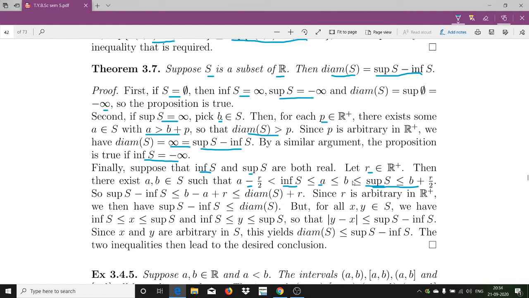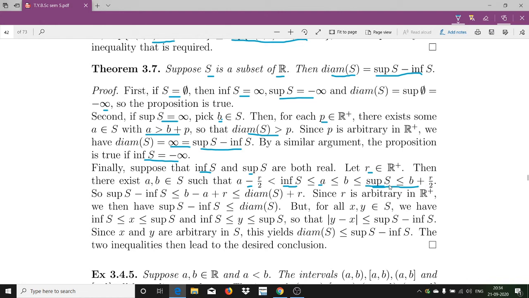Why can I say b is greater than or equal to a? Because here I am saying it is less than or equal to the supremum of S, so I can assume b is greater than or equal to a. So the supremum of S is less than or equal to b plus r by 2. Now I will subtract the infimum of S from the supremum of S.